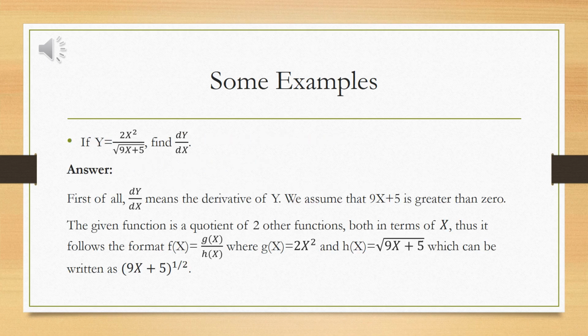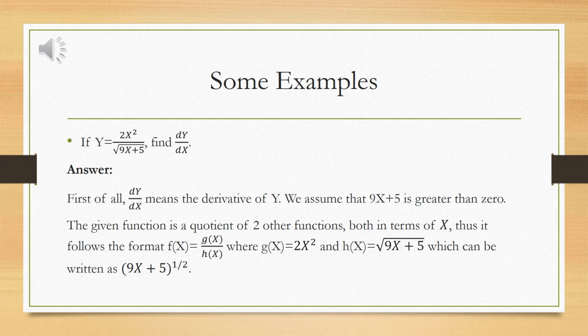If y equals 2x squared over the square root of 9x plus 5, find dy by dx. First of all, dy by dx means the derivative of y. We assume that 9x plus 5 is greater than 0. The given function is a quotient of two other functions, both in terms of x.